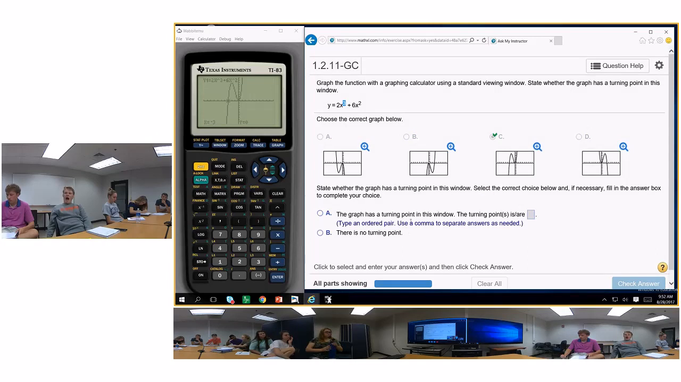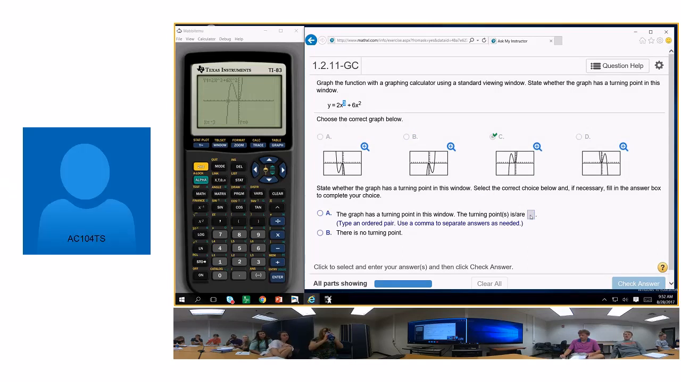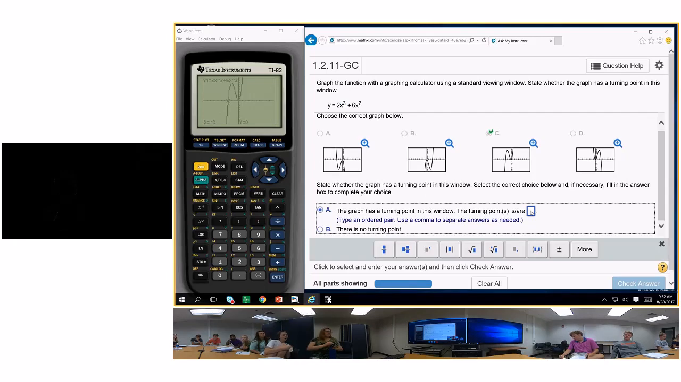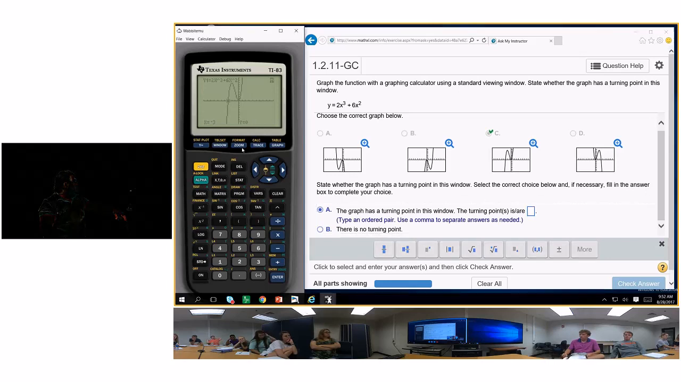And the graph has a turning point. You've got to find the turning point. Okay, well, let's find it. What do we hit on trace to find the turning point? Well, that's called a max and a min. This is the max, and this is the what? Min. So go over here and hit second graph, or trace, sorry. And there's the max and the min.